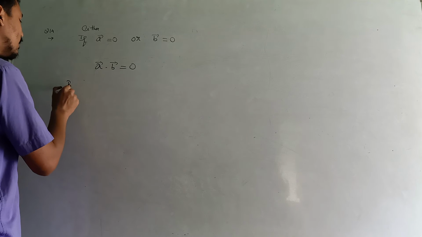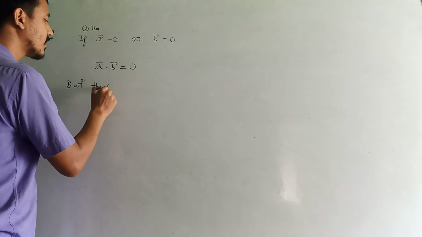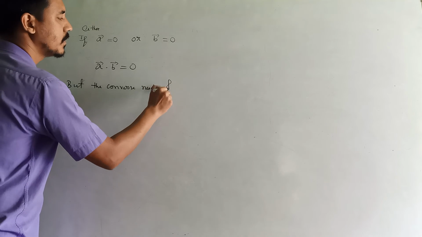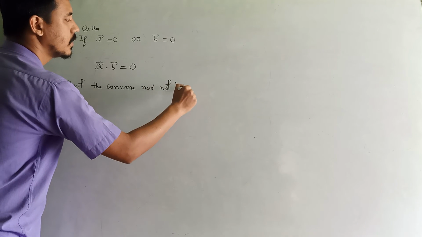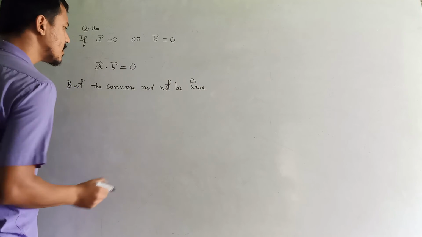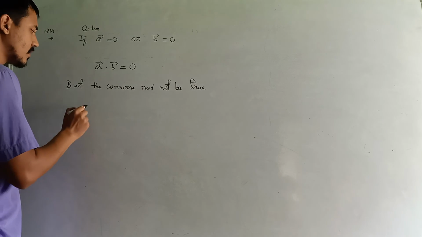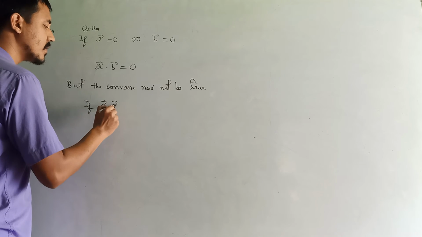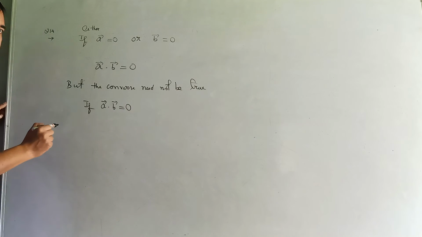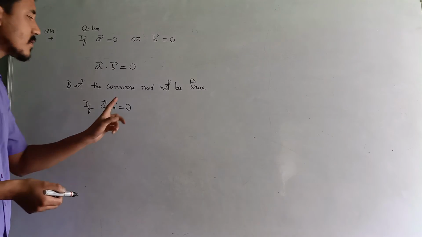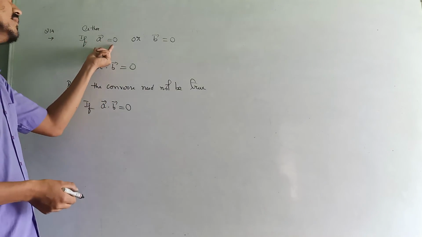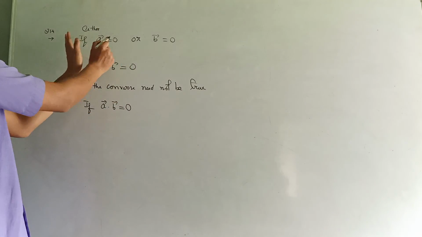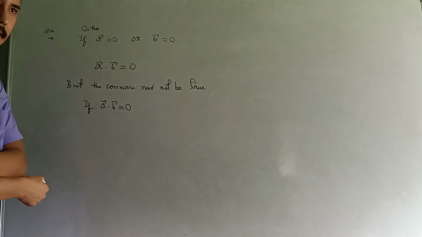The converse need not be true. What will be the converse? If A dot B is 0, then it's not necessary that A is 0 or B is 0. That's what they are saying.